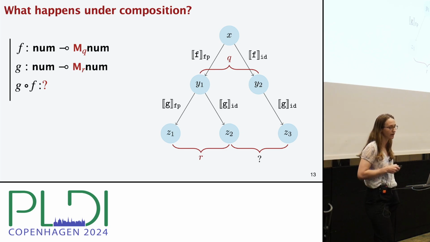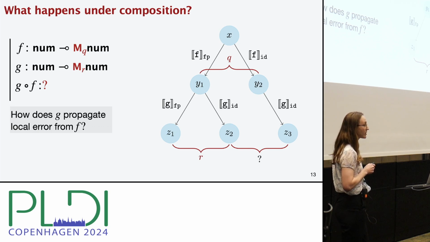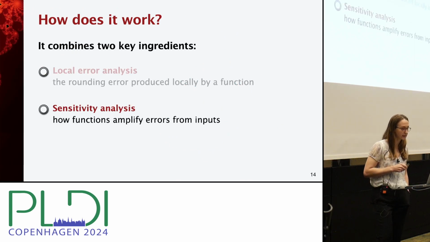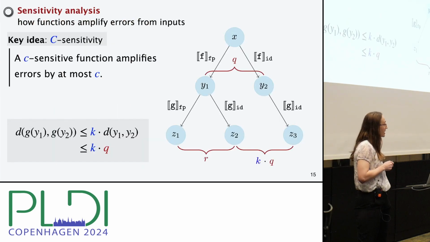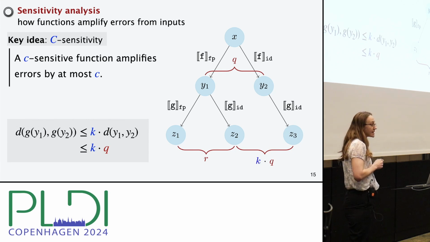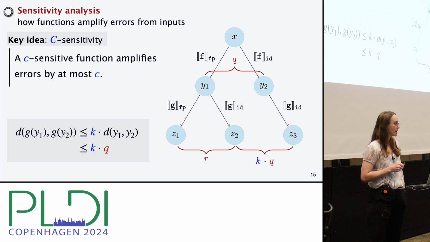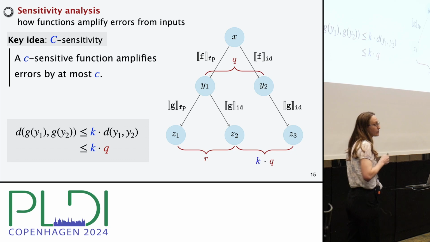We do not yet have enough information to answer that question. We have a missing piece in our diagram. And that missing piece is how does g, under its ideal semantics, propagate the local error produced by the function f? So this is where we come to the second key ingredient of our work, which is a sensitivity analysis, which tells us how functions amplify errors from inputs. The key idea with a sensitivity analysis is C-sensitivity. A C-sensitive function is one that amplifies errors in its inputs by at most a constant factor of C. So for example, if we know that our function g under its ideal semantics is a k-sensitive function, then we will know by how much it amplifies the errors produced locally by the function f.